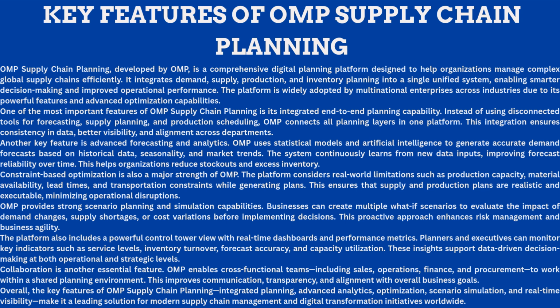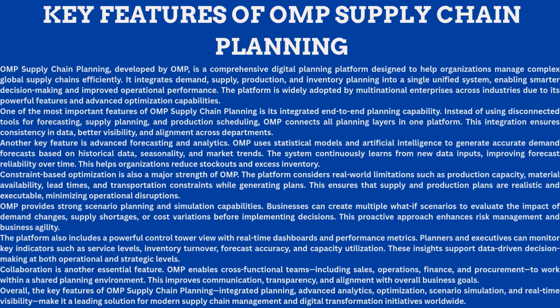One of the most important features of OMP supply chain planning is its integrated end-to-end planning capability. Instead of using disconnected tools for forecasting, supply planning, and production scheduling, OMP connects all planning layers in one platform. This integration ensures consistency in data, better visibility, and alignment across departments.